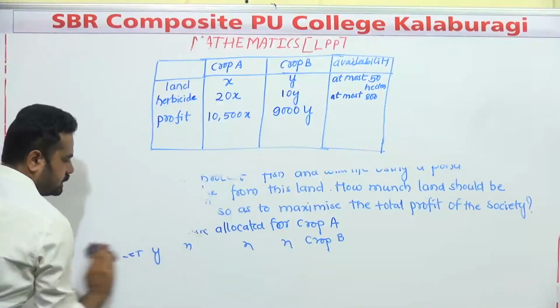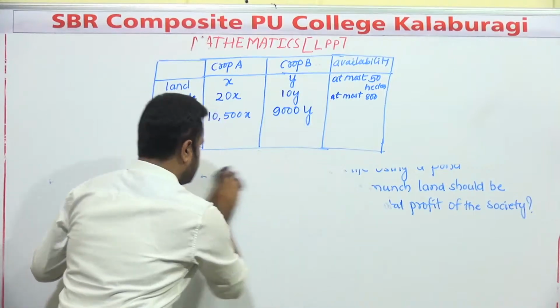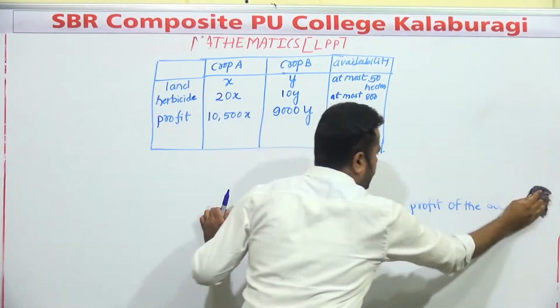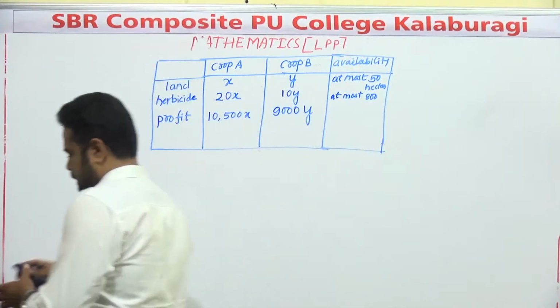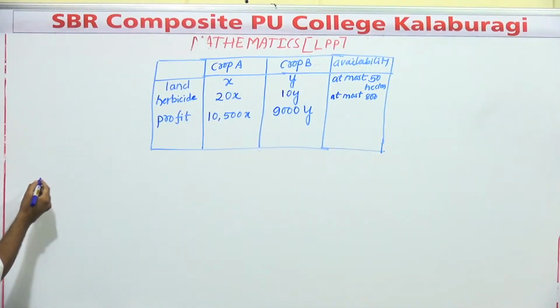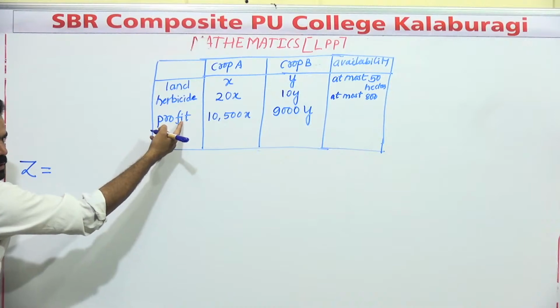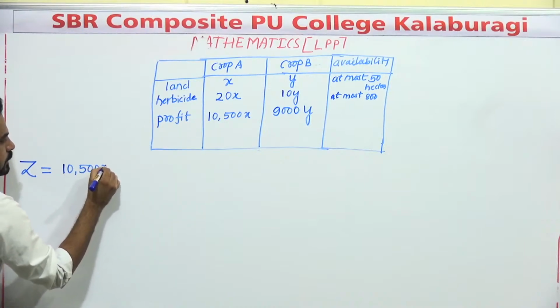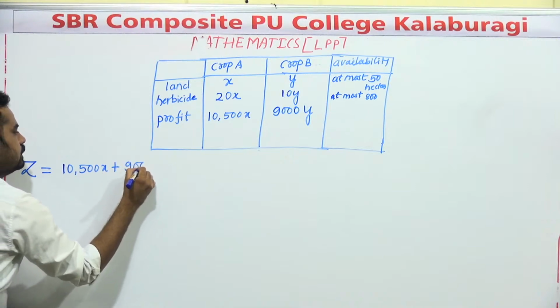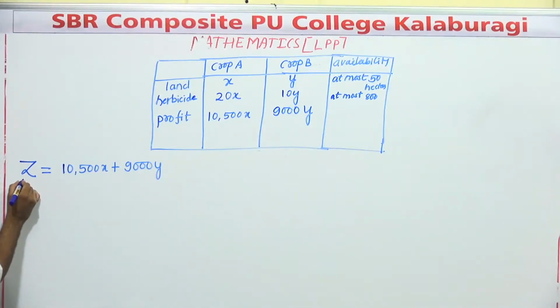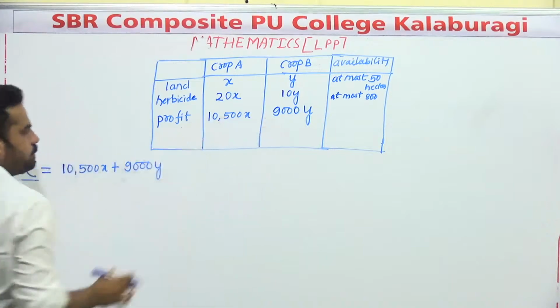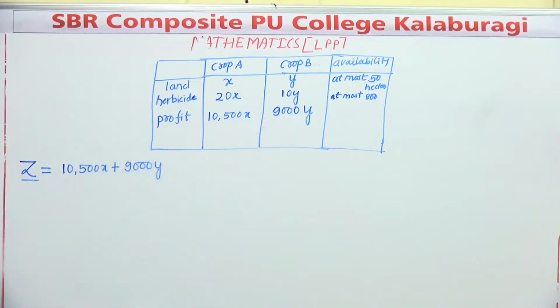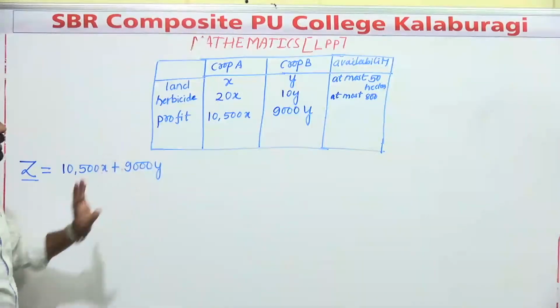Now we got the similar thing that we solved in exercise 12.1. Here, what do we have to maximize? We have to maximize the profit. Therefore, take Z equal to 10,500x plus 9,000y, because we have to maximize the profit.